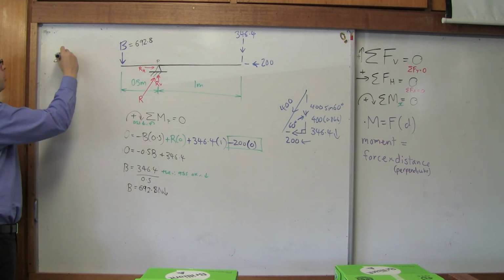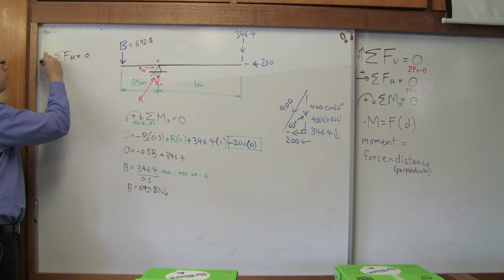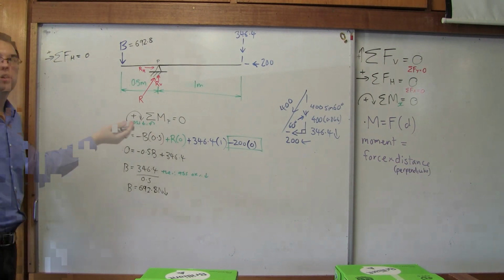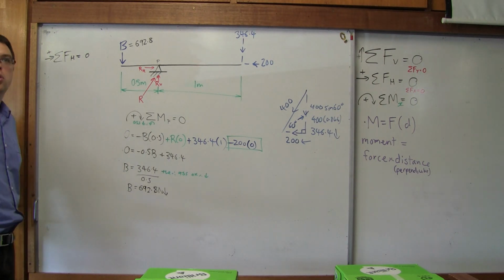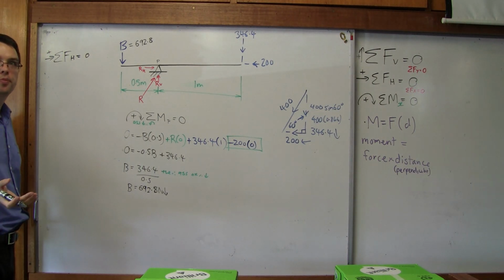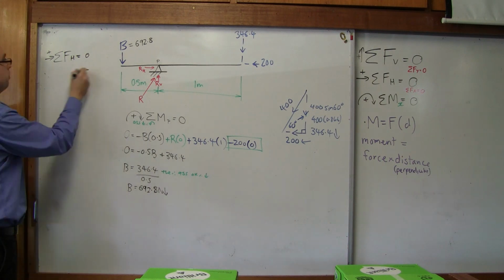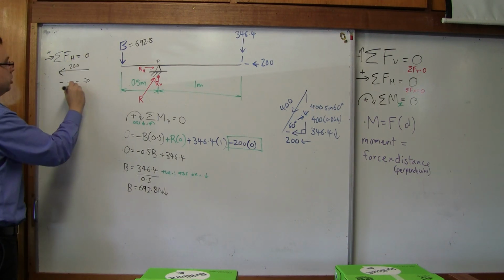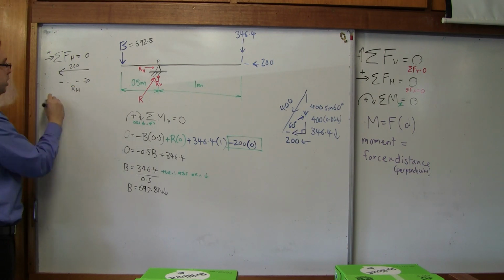We're going to say sum of the forces horizontally equals 0. Now, we could do the method I said before, but it's easy to see. How much left have we got? What are all the leftward forces on this diagram? Just 200. Right, we've got 200 that way. And then I have RH. So looking at that, I can pretty easily say RH equals 200.